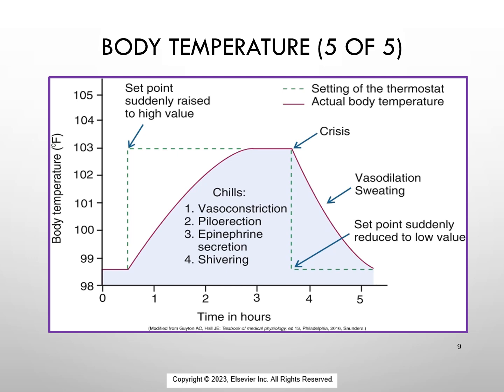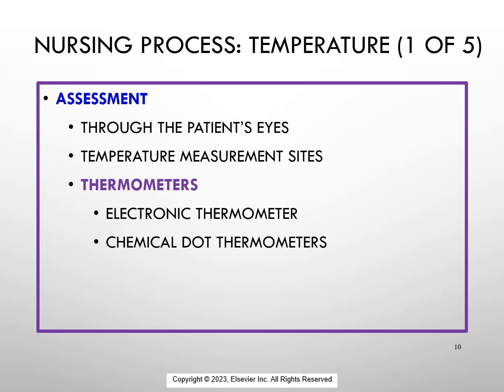Here it kind of shows some different things, like when you have a fever. That's when you start having the vasoconstriction. You can have the shivering and chills. You see that with people that are very, very ill. They start having chills. So you want to do your assessment.